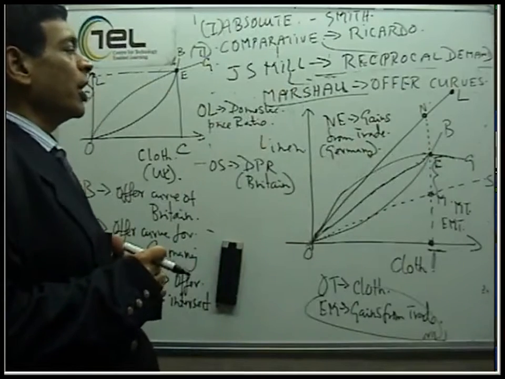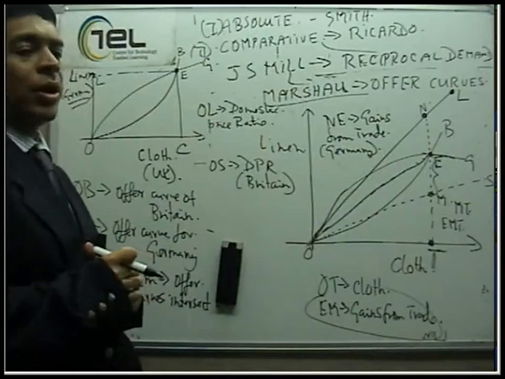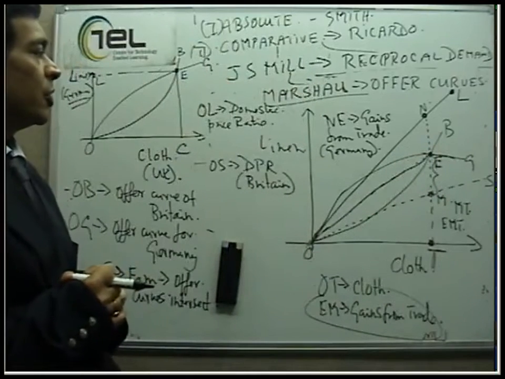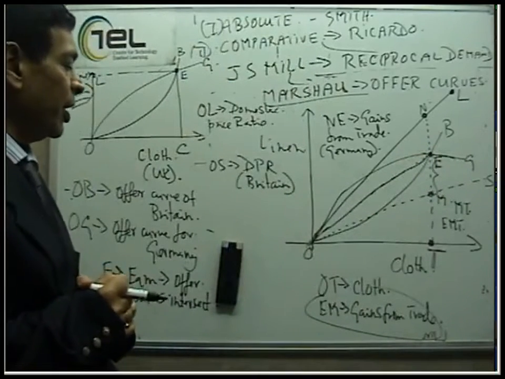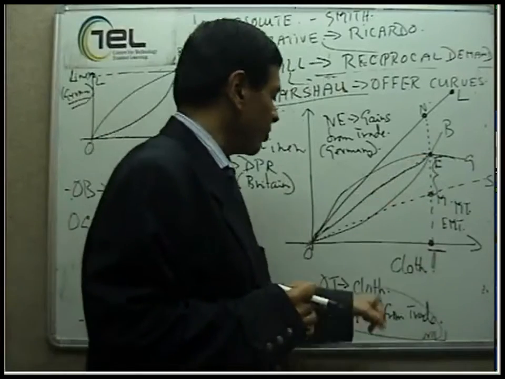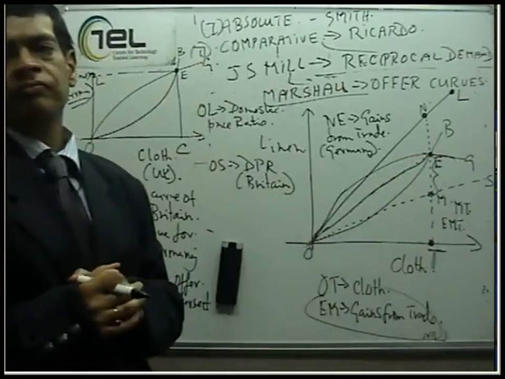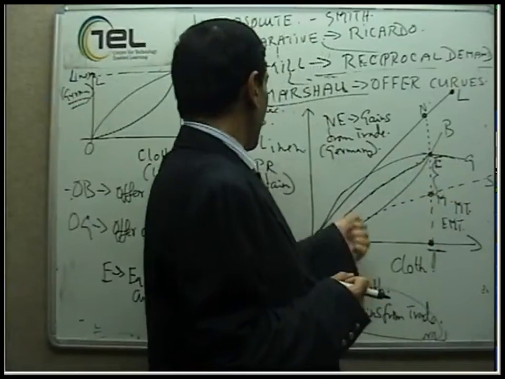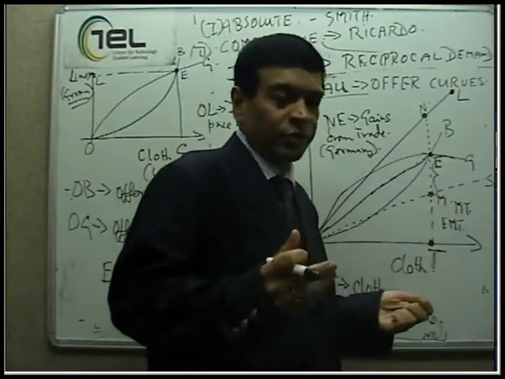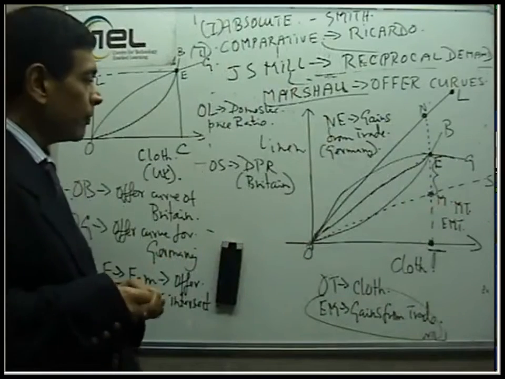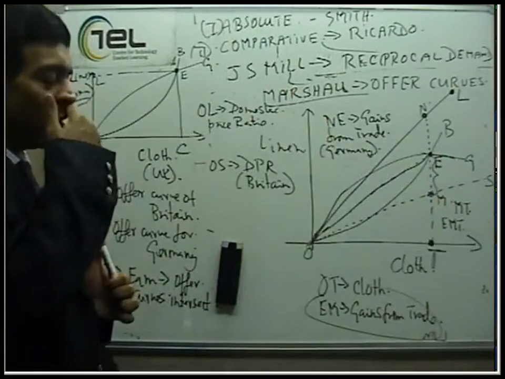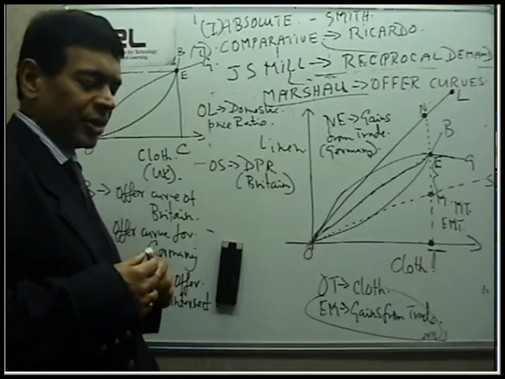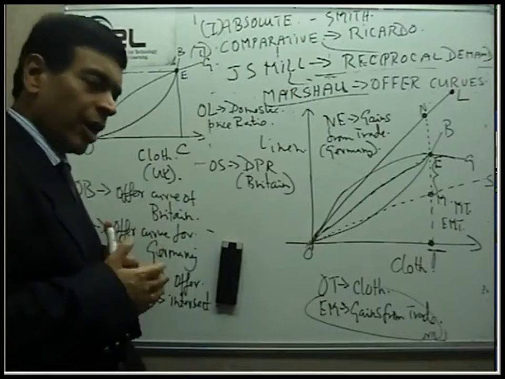Because it's exporting less than what it needs to do. For the same imports, it is exporting less. So NE is the gains from trade for Germany, and EM is the gains from trade for Britain. For Britain, you're importing less, which I've shown, and for Germany, you're exporting less. That's the way I've shown it, the gains from trade. So these are the two concepts of trade theories, which is an improvement of Ricardo.